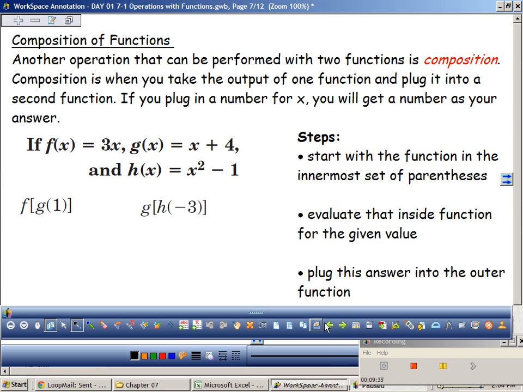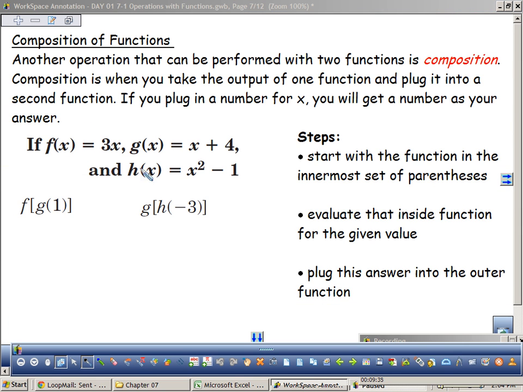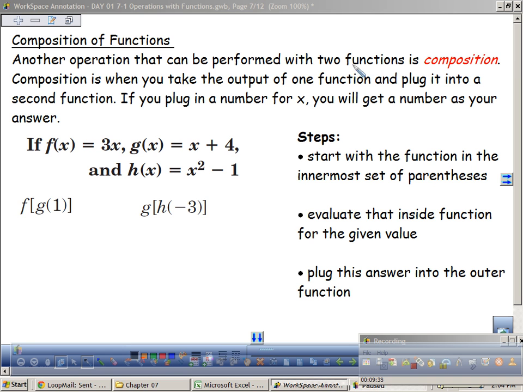All right, so we've already written that down. So here's the newer stuff. Composition of functions. Another operation that can be performed with two functions is called composition. Composition is when you take the output of one function and plug it into your second function. If you plug in a number for x, you will get a number as your answer.